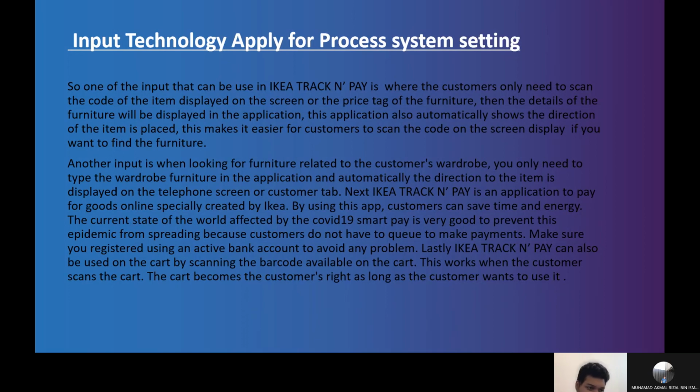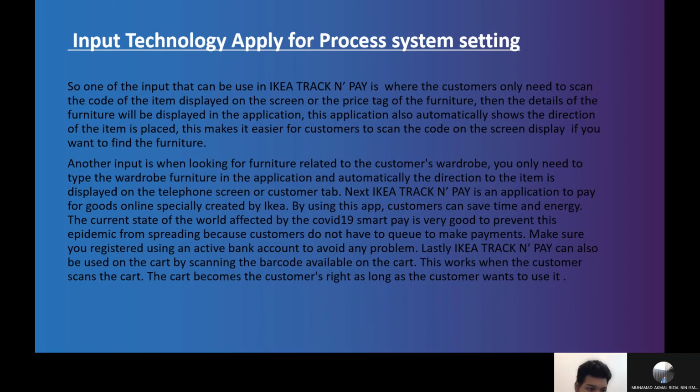This makes it easier for customers to scan the code on the screen display if they want to find the furniture. Another input is when looking for furniture related to the customer's wardrobe. You only need to type the wardrobe furniture in the application, and automatically the direction to the item is displayed on the telephone screen or customer tab.